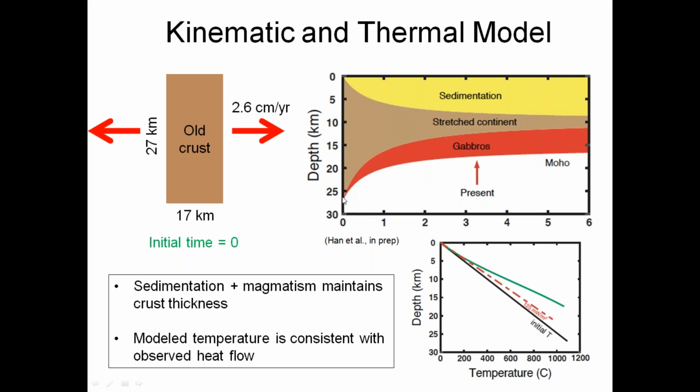As you can see, the crust sinks very quickly in the first 1 million years, and then the thickness stabilizes at about 17 km thick. So a reasonable sedimentation and magmatism could maintain the crust thickness.